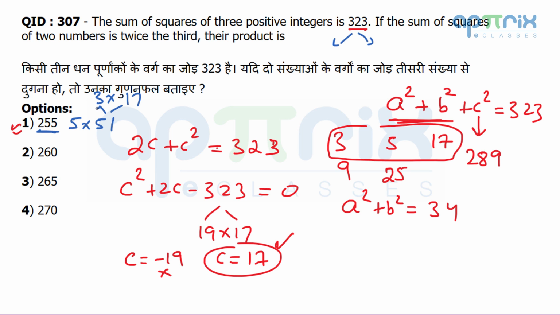You will find that 3 square plus 5 square is 34. It is double of this, satisfying the second condition. What is the first condition? The sum should be 323, right? 17 square is 289, plus 9 and 25. Yes, you are getting 323, and therefore you can mark 255, or move further if it doesn't work out. SSC always gives very poor options, right? So you can easily work it out rather than solving a quadratic equation. You can easily do it by simple number crunching.